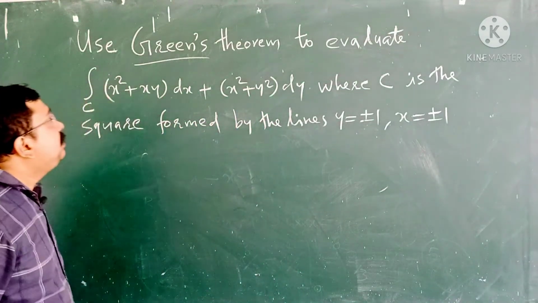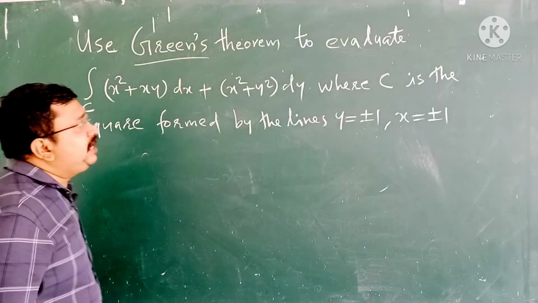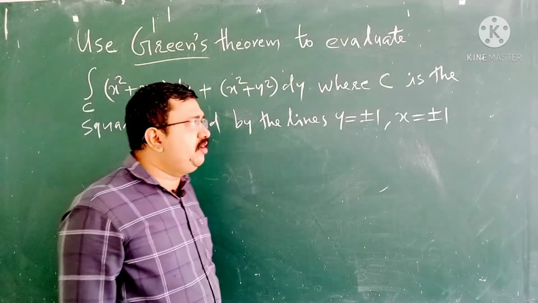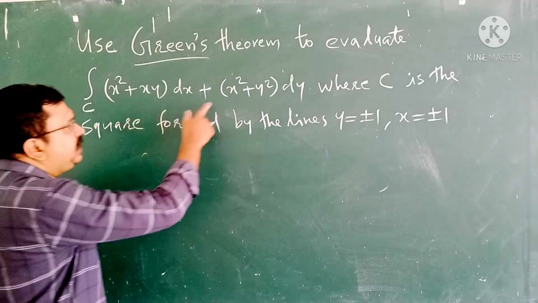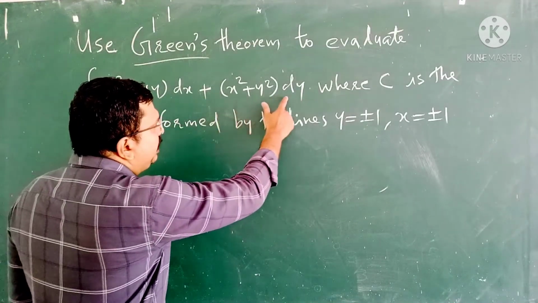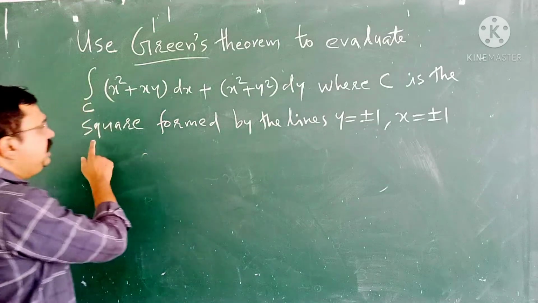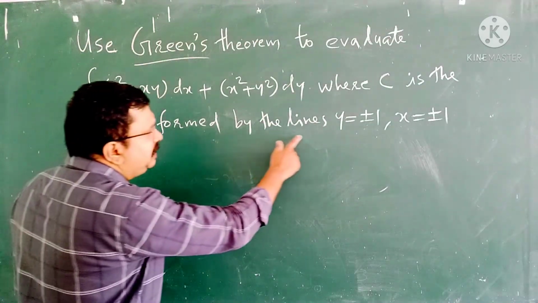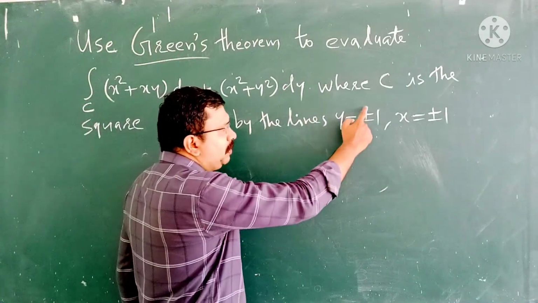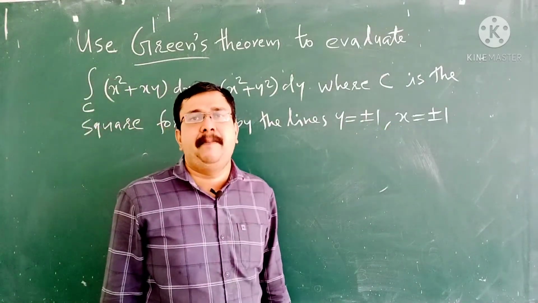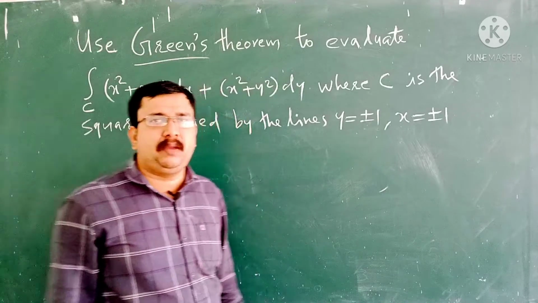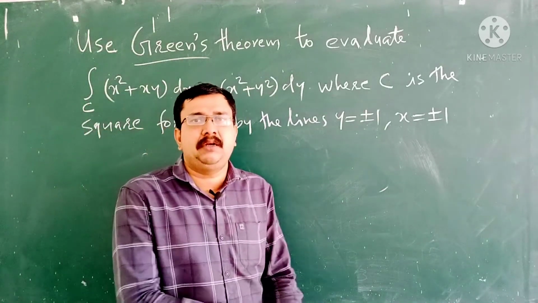Remember, use Green's theorem. We are applying Green's theorem to evaluate integral over C x square plus xy dx plus x square plus y square dy, where C is the square formed by the lines y equal to plus or minus 1 and x is also equal to plus or minus 1. Please write down, then we can do this problem.